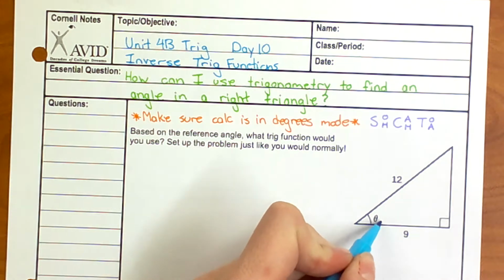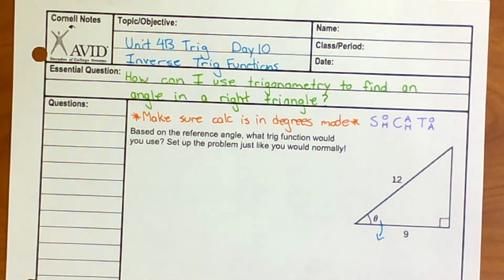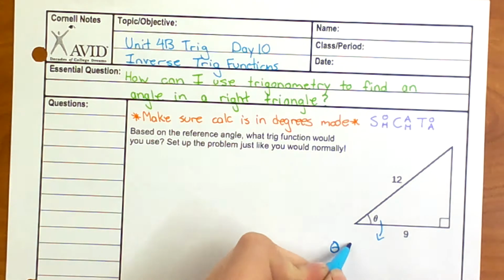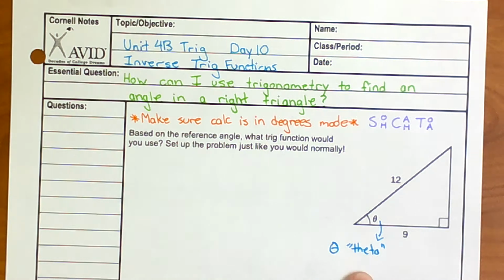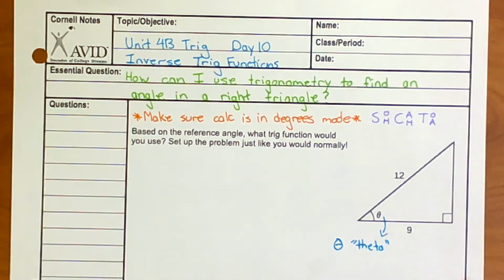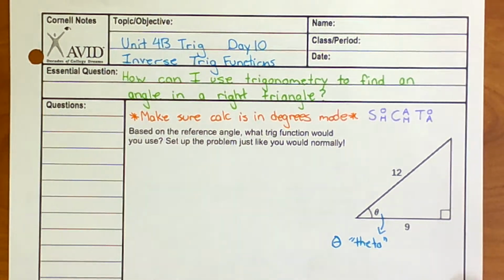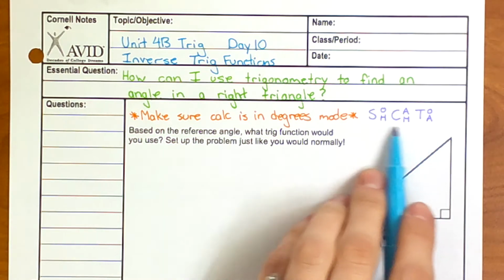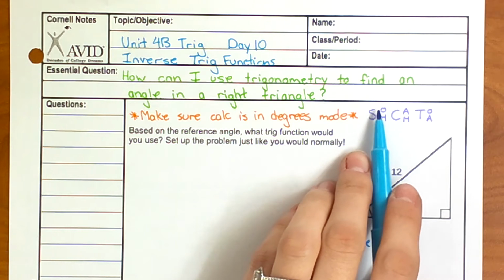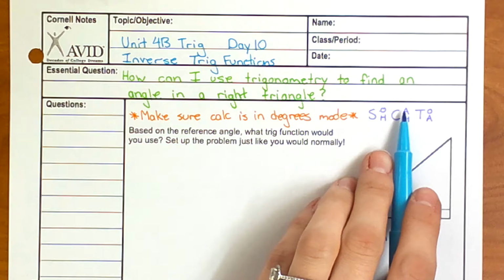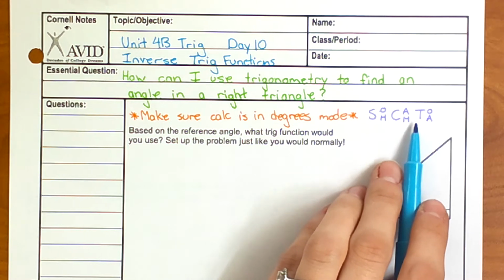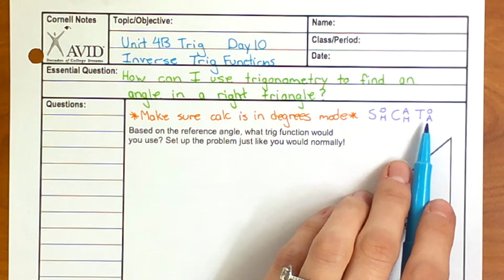If you remember back to when we first introduced this, this is the symbol theta, a circle with a line through it. Theta is a variable that we use for an angle measure, for a missing angle measure. So that's what we're going to use for this. Also, don't forget SOHCAHTOA. Sine is opposite over hypotenuse, cosine is adjacent over hypotenuse, and tangent is opposite over adjacent.